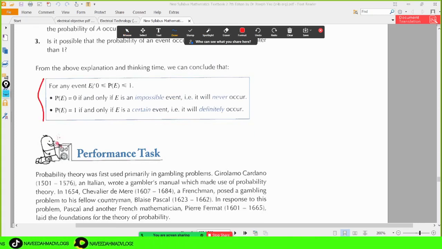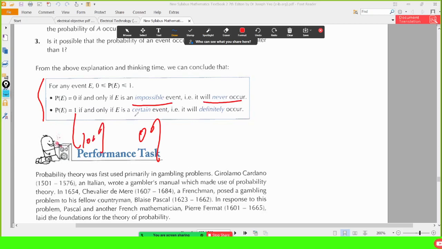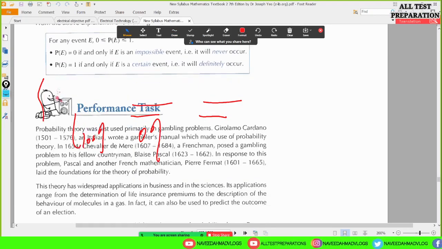If the probability of event E is equal to 0, it means 0%, so it is an impossible event. It will never occur. But if the probability of event E is equal to 1 or 100%, then it is a certain event. It will definitely occur. But if it is in between 0 and 1, then it may or may not occur.